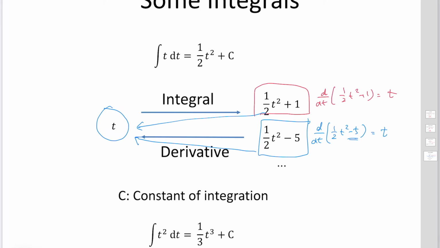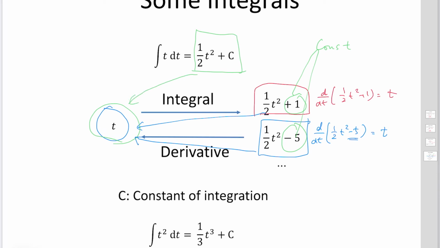So we'd like to express this function in a general way. We have learned that if you add a constant value, all these functions go to t. So we can express it as 1/2 t squared plus c, whose derivative becomes t.